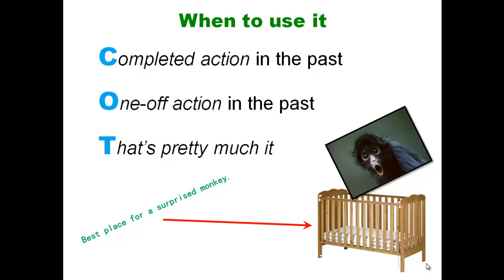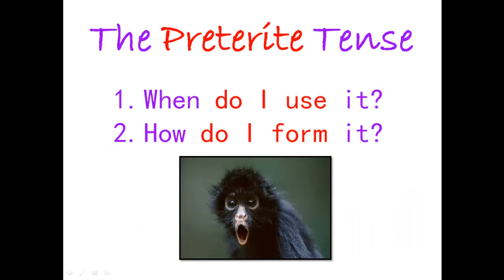With all areas of grammar, there are always exceptions to the rules. So there are other times when you use the preterite tense, but this completed action in the past and this one-off action in the past are the 2 main occasions when you use the preterite tense in Spanish. So remember, cot, angry monkey, surprised monkey, goes in a cot. So we've looked at when do I use it. Hopefully you're comfortable with that.